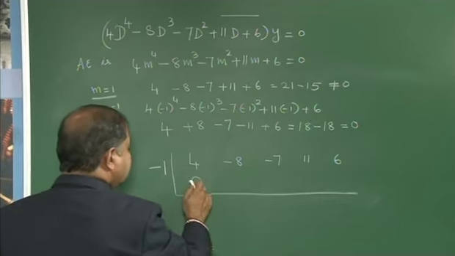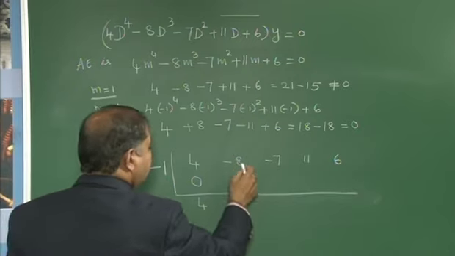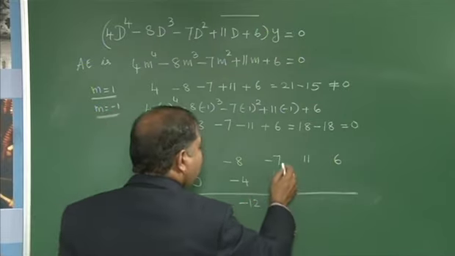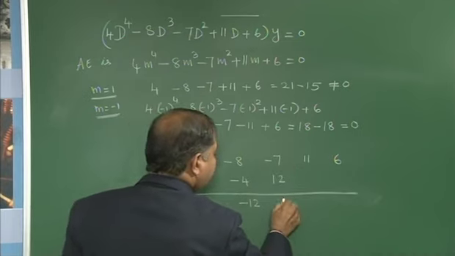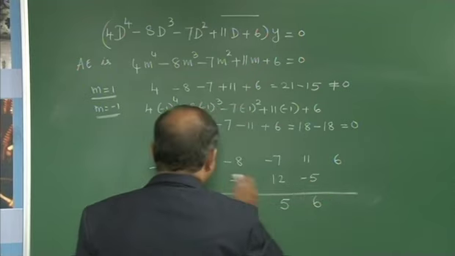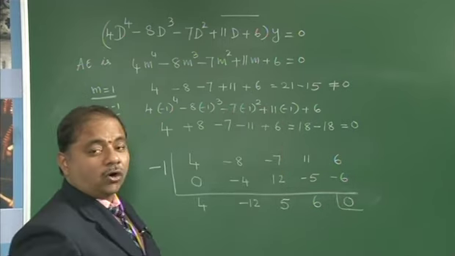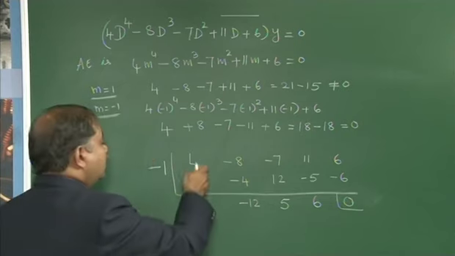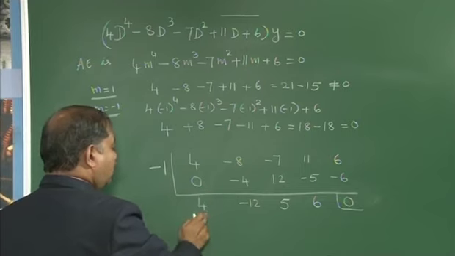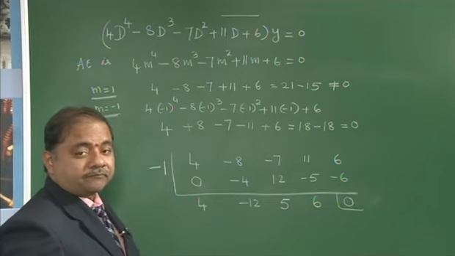Bring down 4. 4 plus 0 is 4. 4 into minus 1 is minus 4. Minus 8 plus minus 4 is minus 12. 12 into minus 1 is 12. Minus 7 plus 12 is 5. 5 into minus 1 is minus 5. 11 minus 5 is 6. 6 into minus 1 is minus 6. So, the last value must be 0. How did I do it? In the straight line it is addition, in the curved line it is multiplication: 4 plus 0, then 4 into minus 1. That is the process we have adopted.